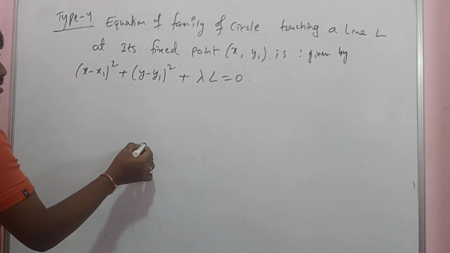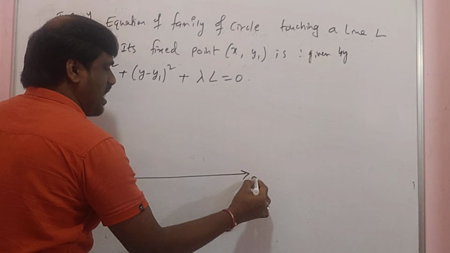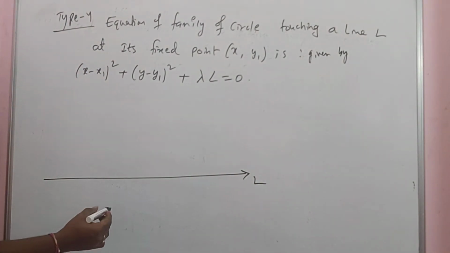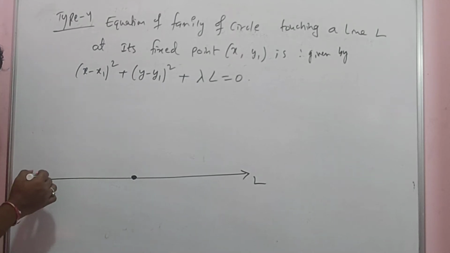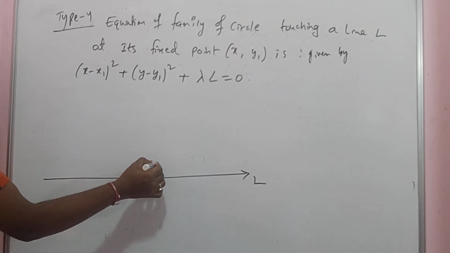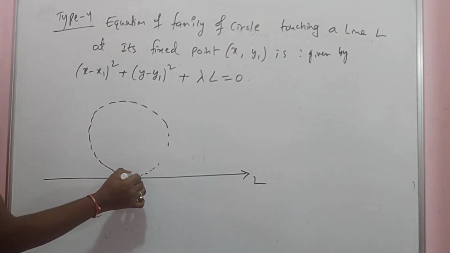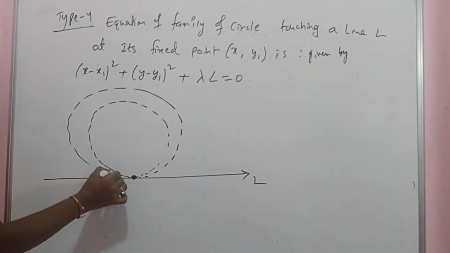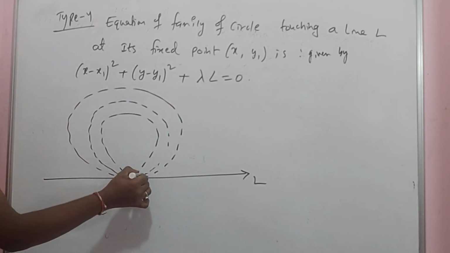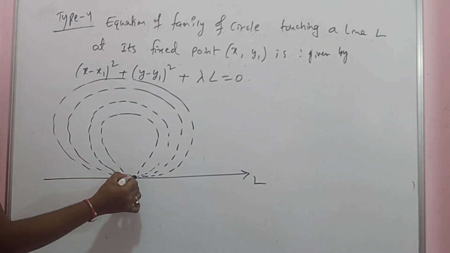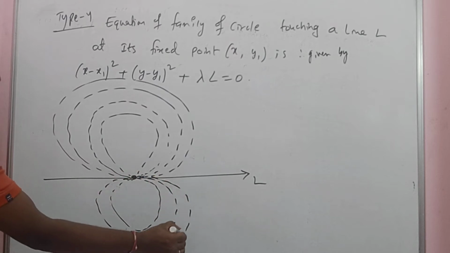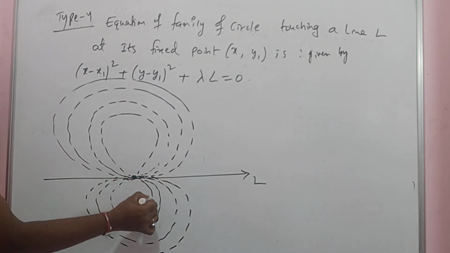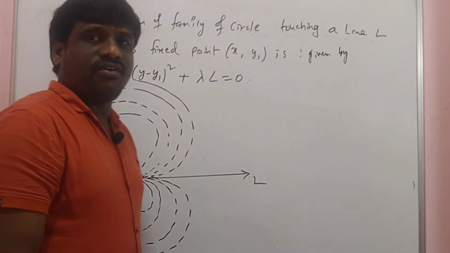Suppose you have a line L given, and you have a fixed point here, say point O. From this point you can draw infinite circles like this. This is one circle, this is another circle, and another circle. All these circles pass through this fixed point and touch the given line. So these are all called a family of circles.